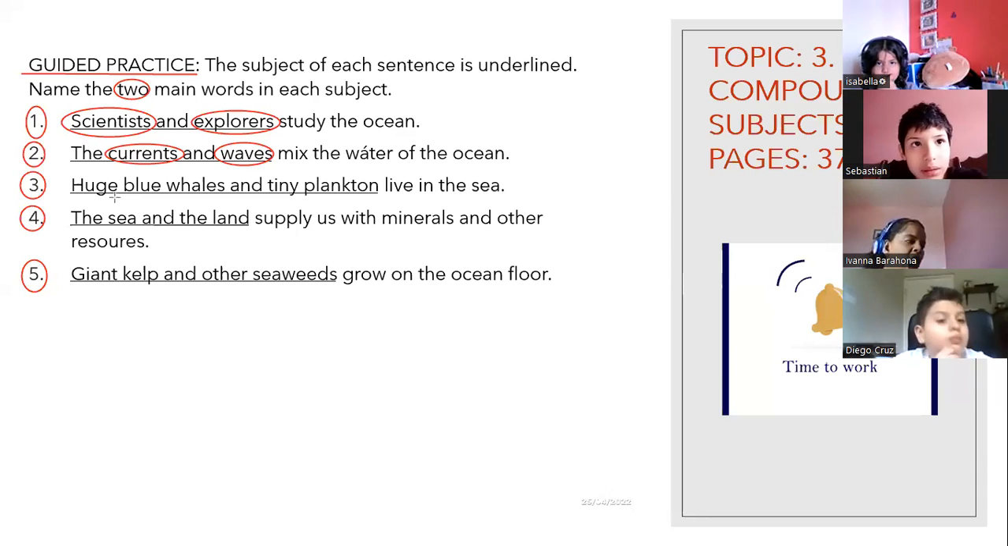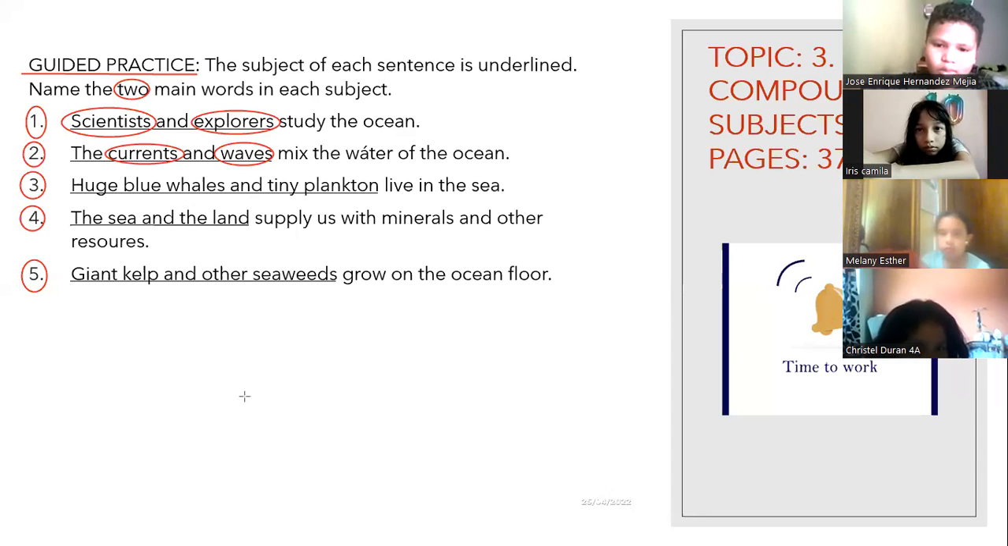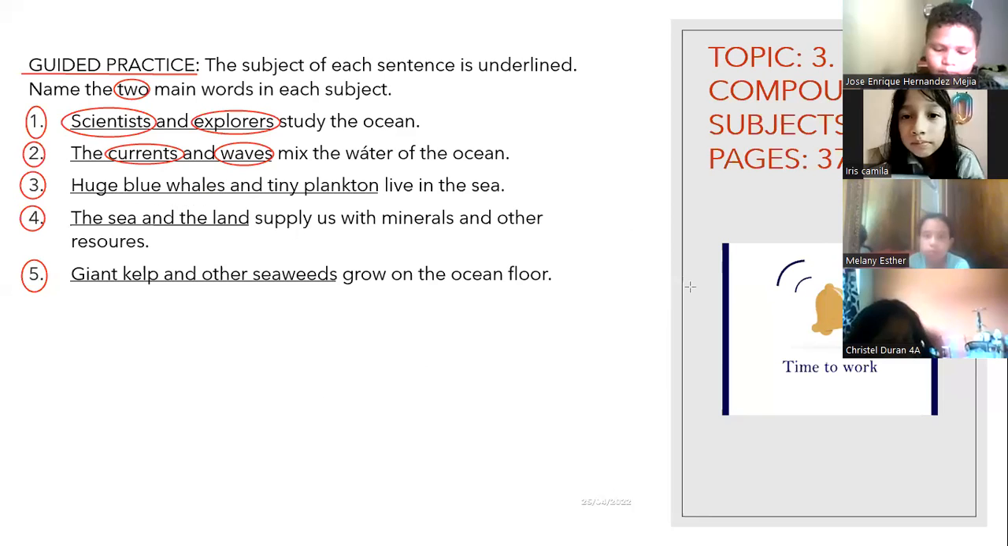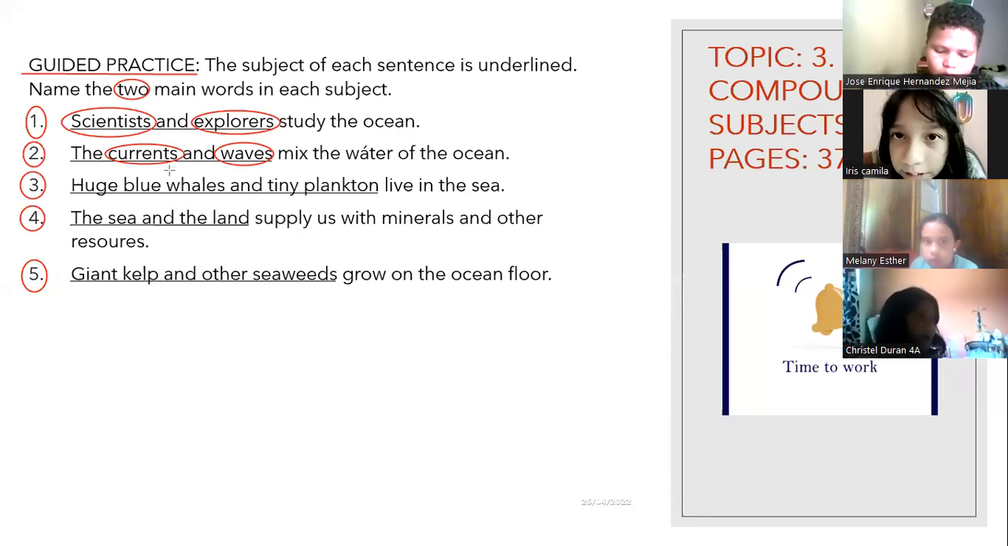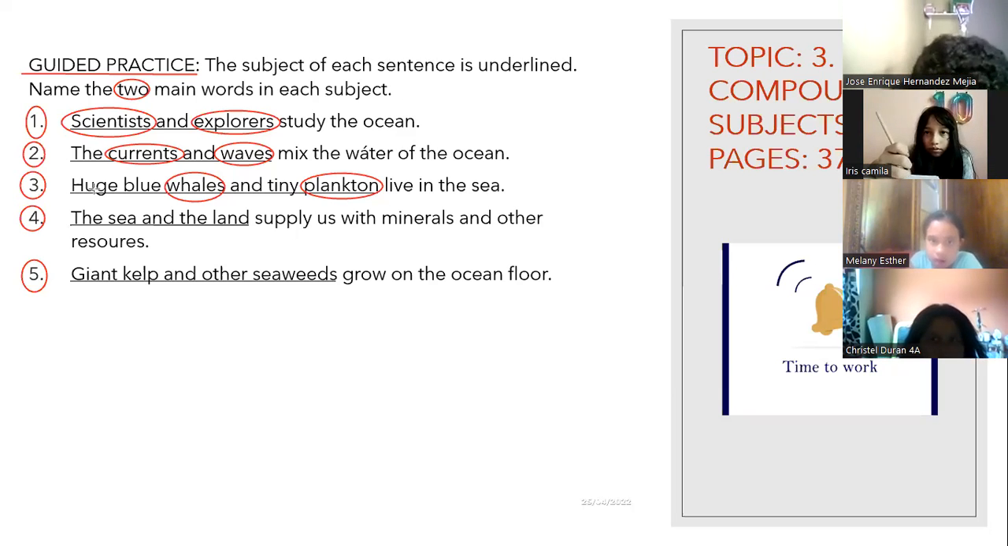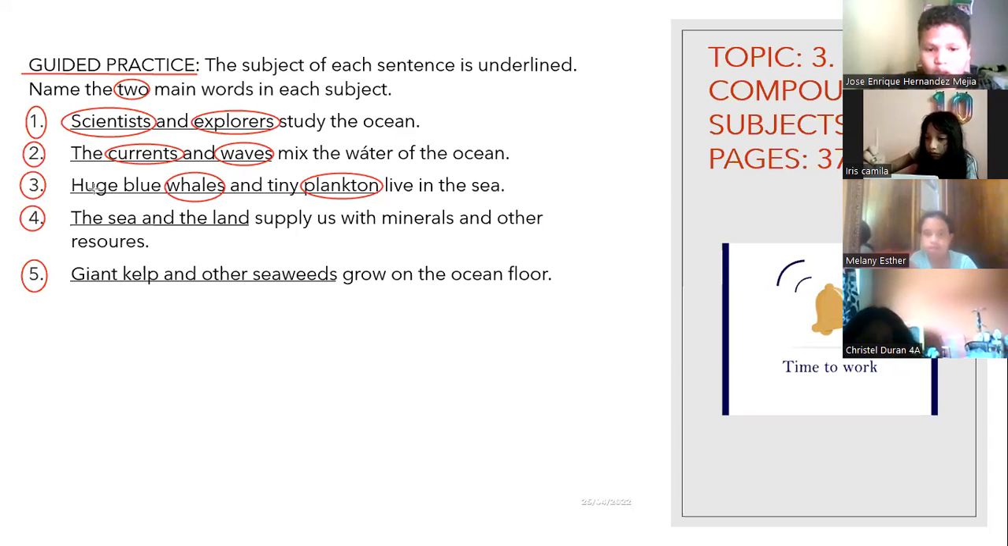So the number three, huge blue whales and tiny plankton. What are the two nouns? Only two nouns. Whales and plankton. Because blue is a color of the whale. So this one is an adjective. Huge talks about the size. Huge and blue are two adjectives that describe whales. Tiny is also an adjective that describes plankton. Plankton live in the sea. Huge whales and tiny plankton live in the sea.